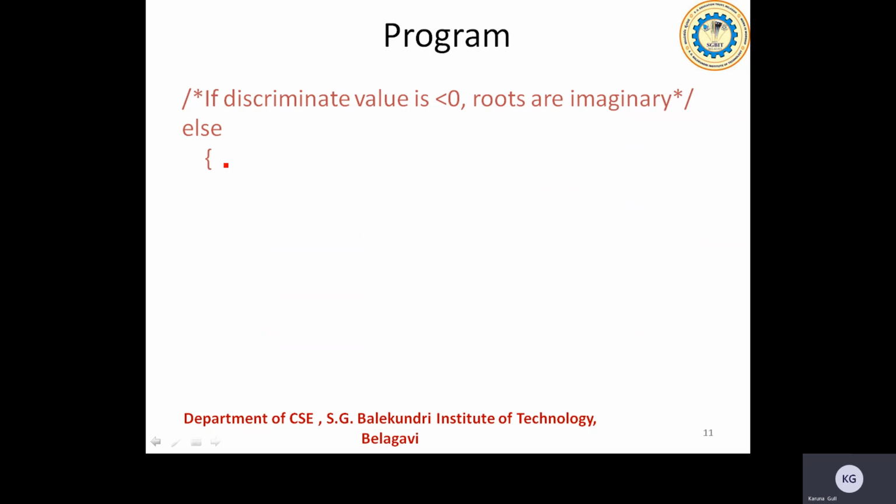The last case is the else part of it. It tells me that the discriminant value is lesser than 0. So I'll be expecting the imaginary roots over here. To get the imaginary roots, I have to calculate the real part separately and the imaginary part separately.